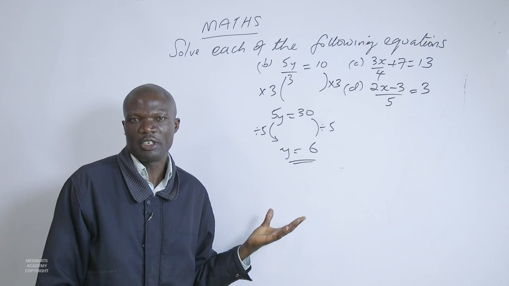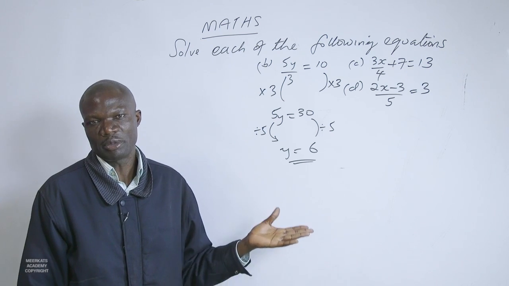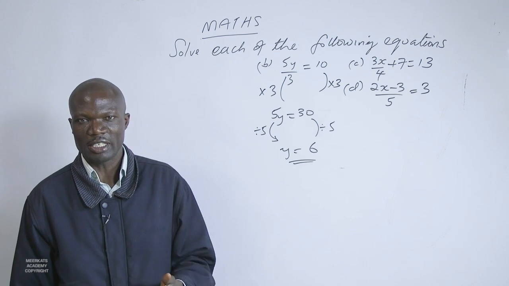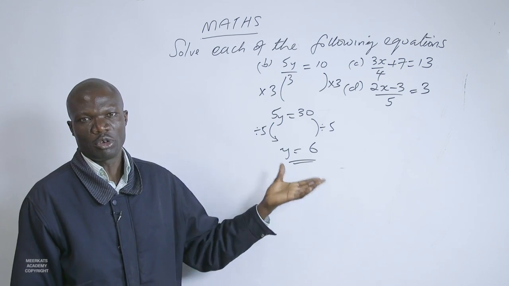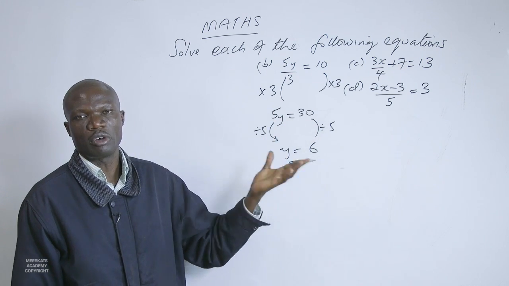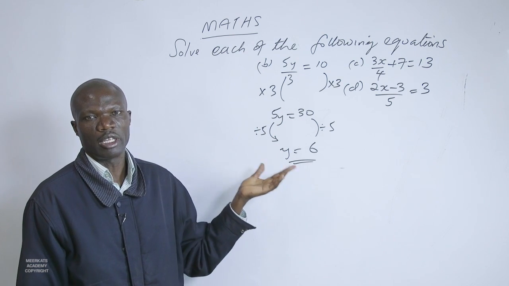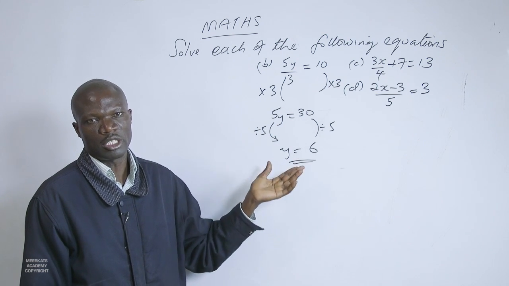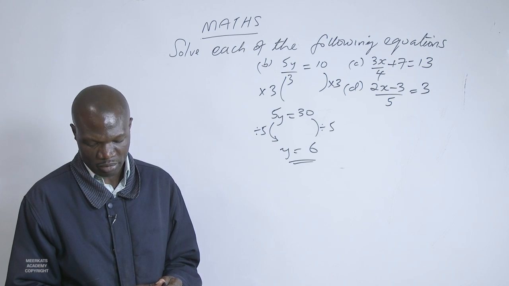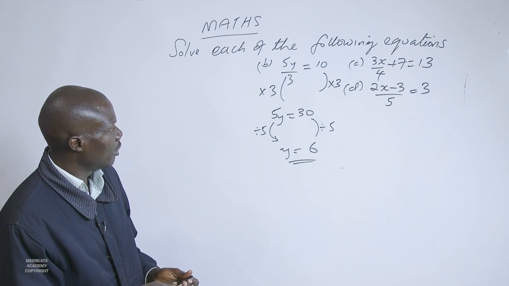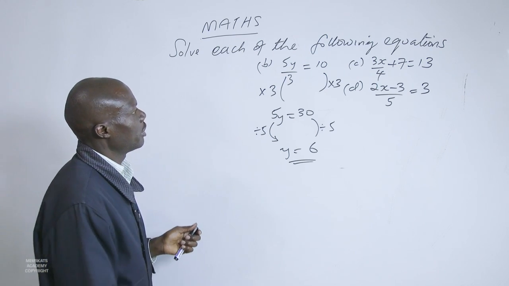Remember earlier we said you can always check your answer by substituting in the original equation. But because we already know the correct method of approaching this mathematically, we are sure that y equals 6. You can always check and confirm with me. The next question.